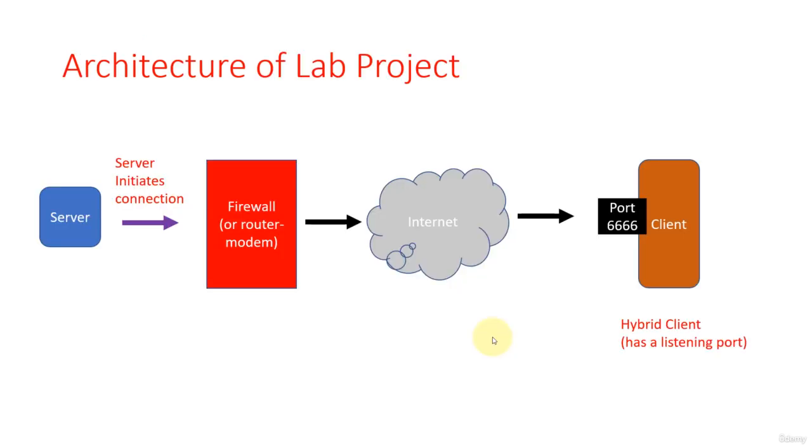The architecture is the same as before. We have a server which will be simulating a situation behind a firewall or router modem, and the server will connect through the firewall and connect to our client. Our client will be a graphical user interface hybrid client and has a listening port of 6666.